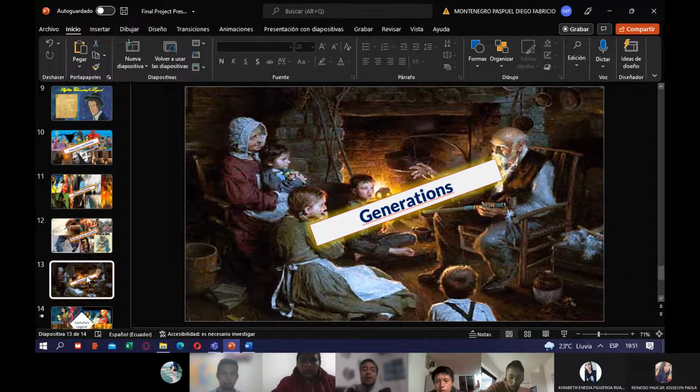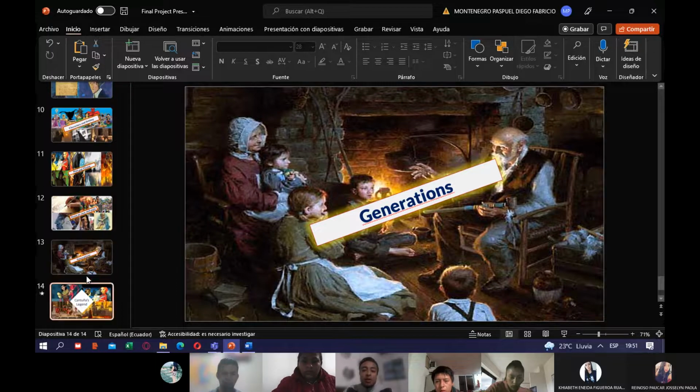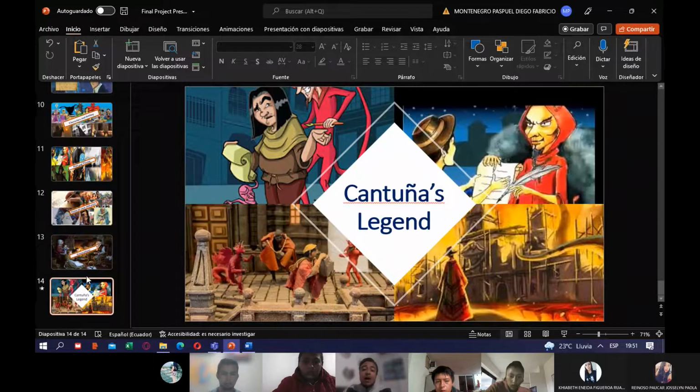Okay, now we are going to continue with a new legend. It's a famous Ecuadorian legend. The name is Cantuña's legend. I think that you have heard this legend before. Okay, in this moment, I'm going to read the legend, so pay attention, okay? The title of this legend is The Legend of Cantuña.